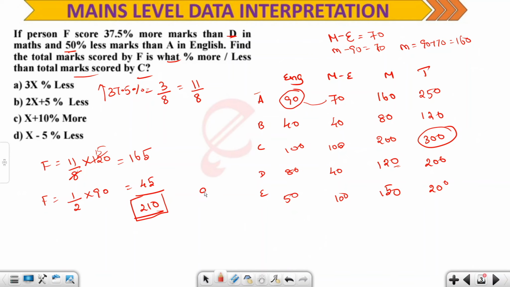How much it is less? 90. When compared with 300. So this is how much percentage, and your zeros and zeros will get cancelled, which is nothing but 30 percentage. Okay, so answer for this one is 30 percentage.